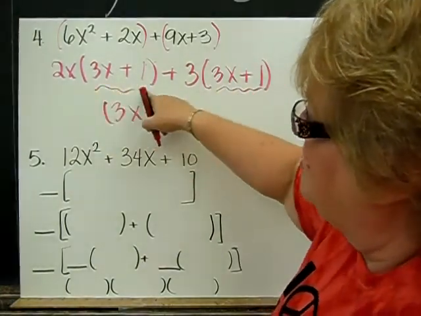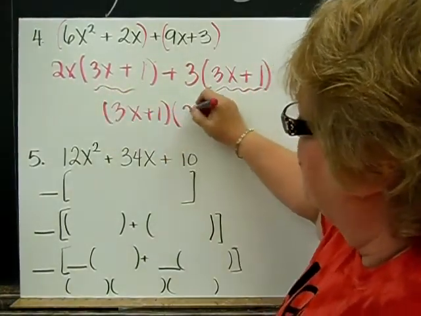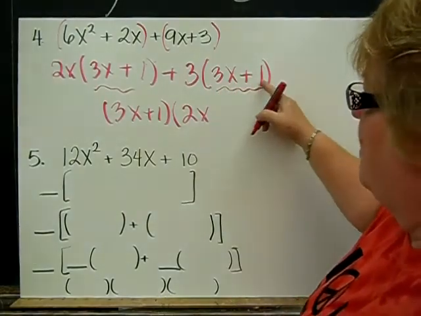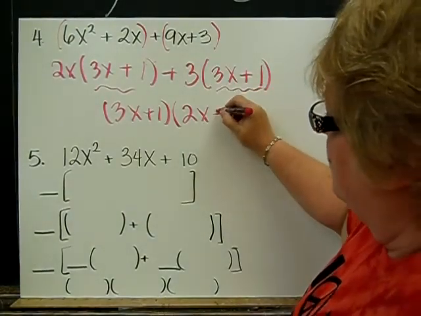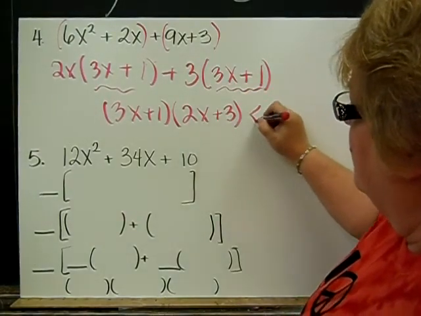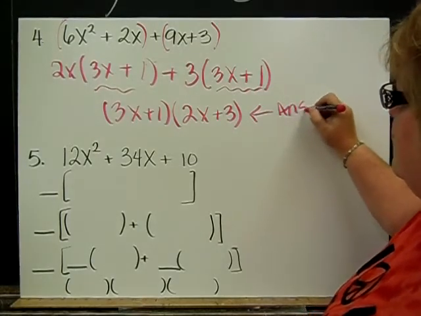And when we divide this by 3x plus 1, we have 2x left over. And when we divide this by 3x plus 1, we have our 3 left over, and this is our answer.